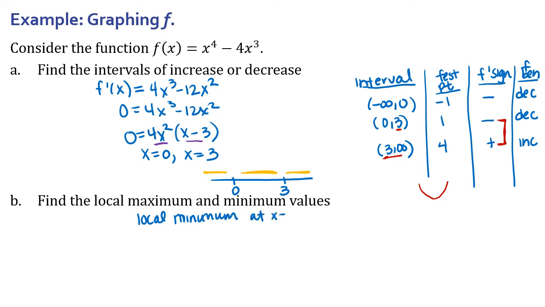at x equals 3. And we can find that value by substituting that into our original function. We end up getting negative 27. So we know we have a local minimum of negative 27 that happens at x equals 3.